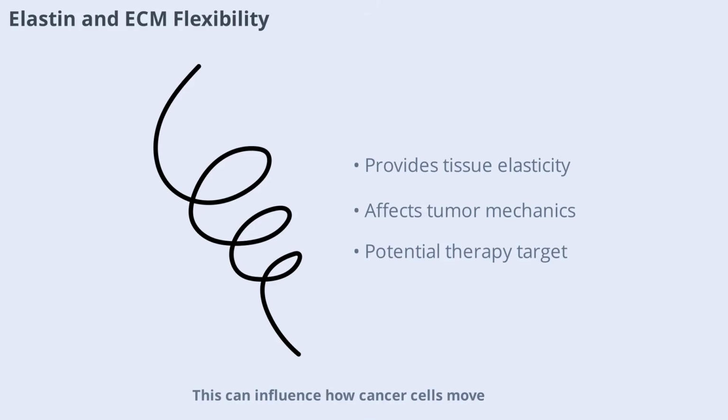This can influence how cancer cells move and how the tumor responds to physical forces. Reduced elastin can make tissue stiffer, while increased elastin may help tumors adapt to their environment. Understanding elastin's role could lead to new ways to target the tumor microenvironment.